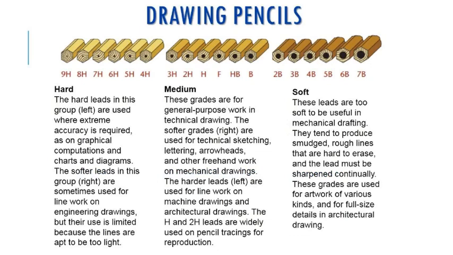Pencil grades indicate the hardness or softness of the lead, affecting the darkness and texture of the lines. H pencils are hard and produce light, fine lines ideal for technical or detailed drawing, with higher numbers, 2H to 9H, being harder and lighter. B pencils are soft and create dark, thick lines, perfect for shading and artistic sketches, with higher numbers, 2B to 9B, being softer and darker.